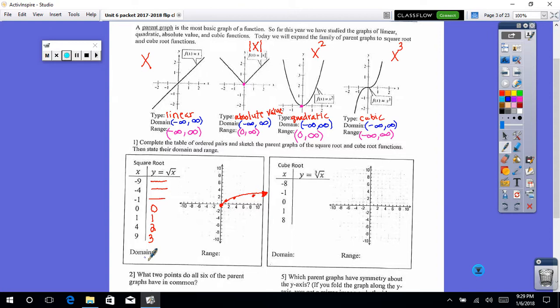My domain, remember, is left to right. So how far to the left do I go? Well, in this case, I only go to 0. Anything over here, if I'm trying to take the square root of these negative numbers, it's going to be imaginary numbers, and I can't graph that. You can tell me that the square root of negative 9 is 3i, but you can't graph it. And then in the positive direction, as far right as I can go is infinity.